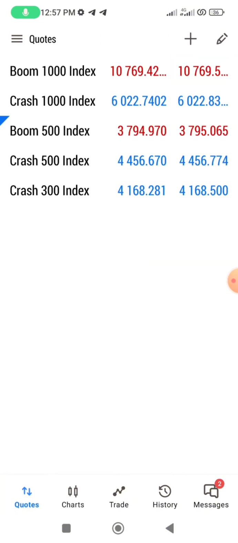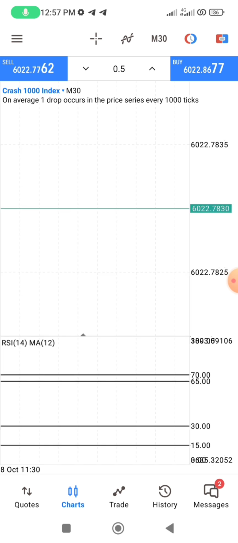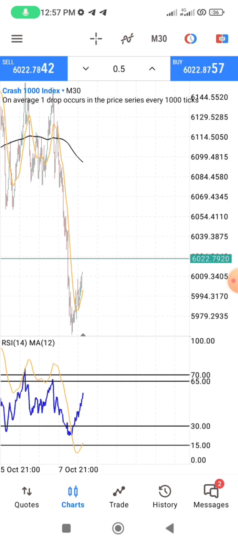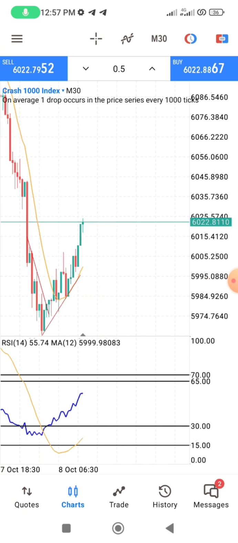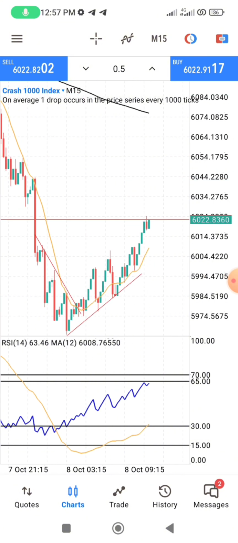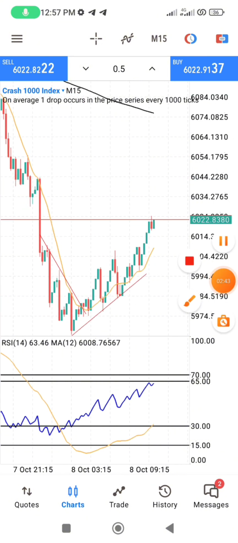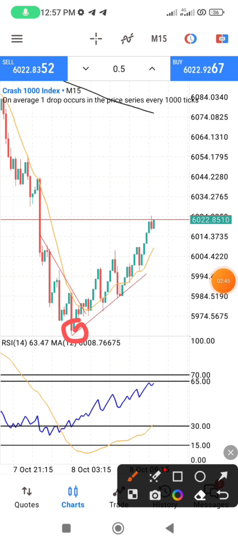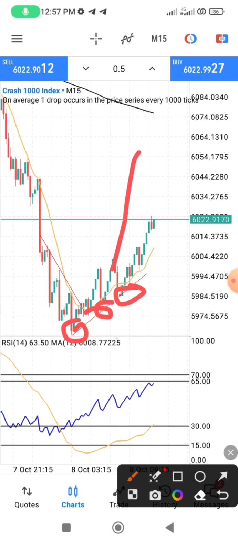Now let me see if I can see another formation on another pair, maybe the same formation on Crash 1000. Let me see if I will see that right here. You see, I actually took a trade here, but I closed early enough. You see my trend line, the same thing happened here. We had the first touch, the second touch, and then the third touch. I took a trade here, but actually I closed early. So you see that it is still moving upside. If I was still in that trade, I should be in a very good profit right now, because it actually respected that trend line.